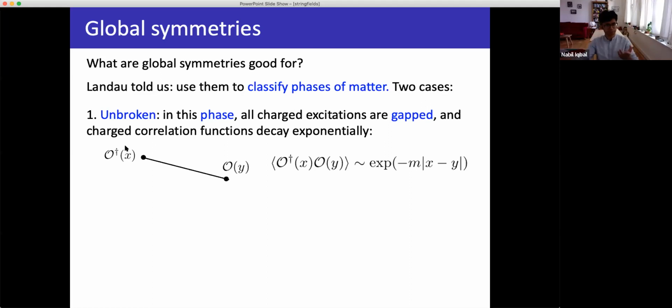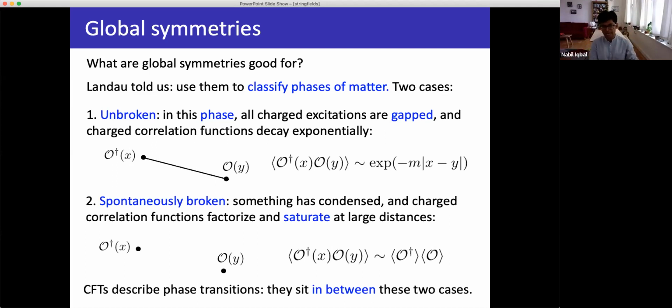So for example, the idea is if I want to compute O dagger O, if I activate the operator O here, that creates a particle. The particle sort of has to go over here to O dagger, but that costs some action because the particle is massive, and the whole thing ends up being suppressed exponentially in the mass of the world line of the particle. Okay, this is what it means for a symmetry to be unbroken.